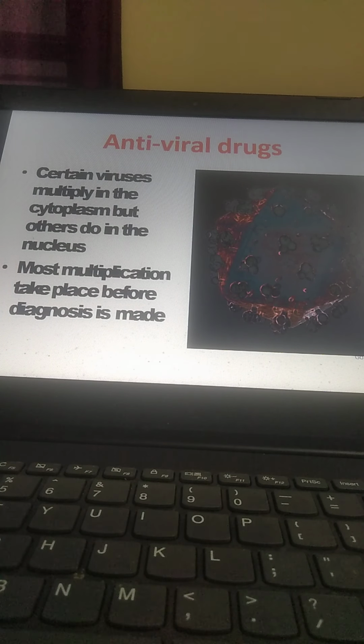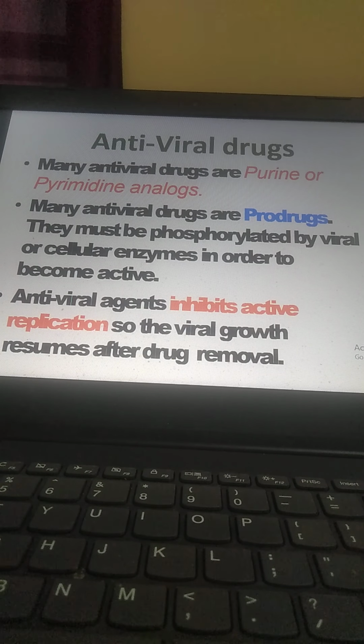So we have to think that a virus gives a havoc experience, a bad experience, to the host. Now, many antiviral drugs are purine or pyrimidine analogs. So there are two types, purine and pyrimidine analogs. Many antiviral drugs are prodrugs. Inside the body they become active, because they have low bioavailability. They must be phosphorylated by viral or cellular enzymes in order to become active. So once they enter the body, they are phosphorylated there, and they need viral or cellular enzymes in order to become active.